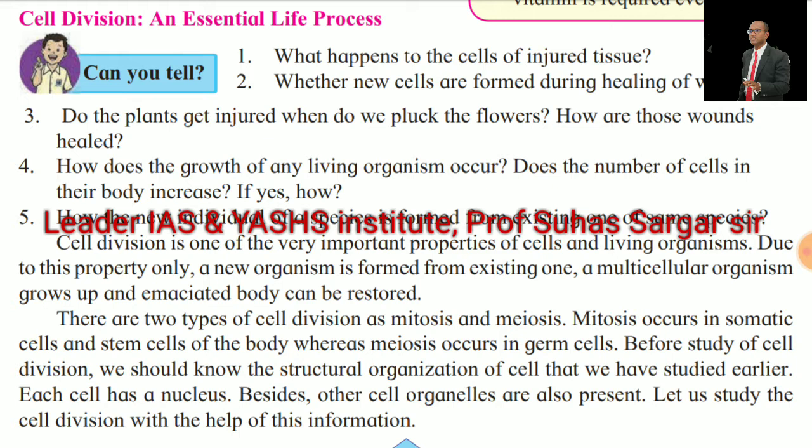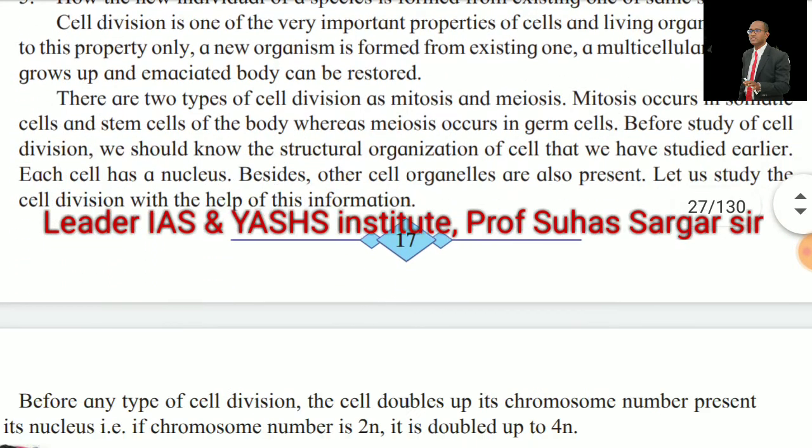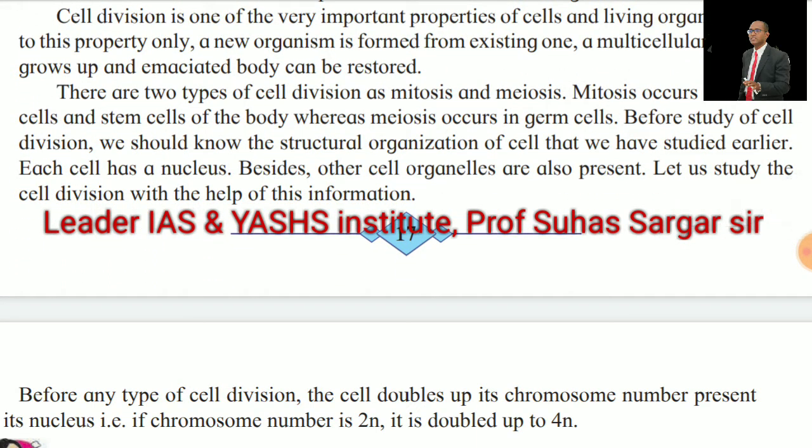Cell division is one of the very important properties of a cell and a living organism. Due to this property only, a new organism is formed from an existing one. A multicellular organism grows up and an emaciated body can be restored. There are two types of cell division, mitosis and meiosis. Mitosis occurs in somatic cells and stem cells of the body, whereas meiosis occurs in germ cells. Before studying cell division, we should know the structural organization of the cell that we have studied earlier.